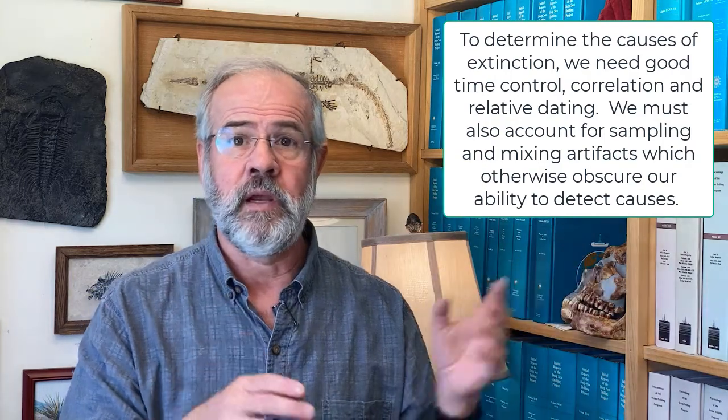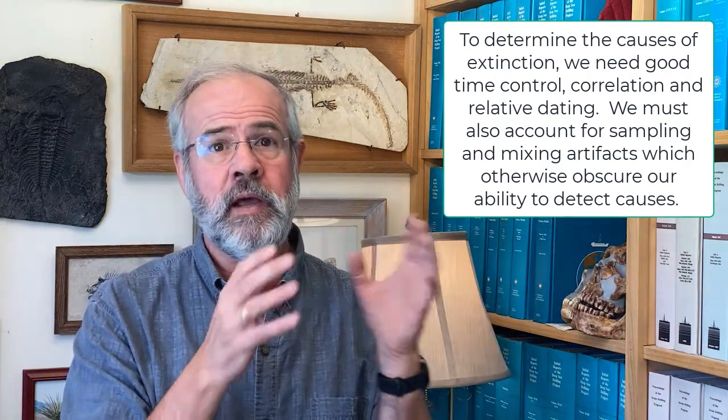Previously, I have argued that determining the causes of mass extinction or other events in deep time relies on having good chronologies and correlating events with precision. Then we must consider sampling and mixing artifacts. These do not tell us much about history and causes, but instead spread a veil over the causal processes.